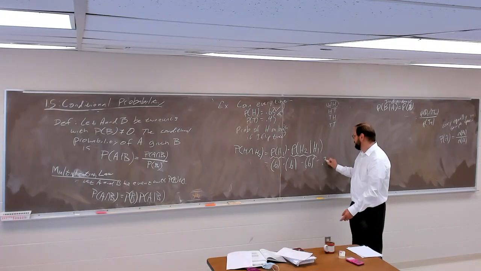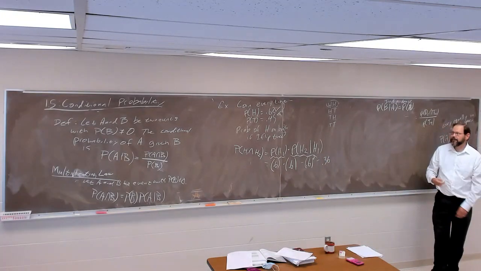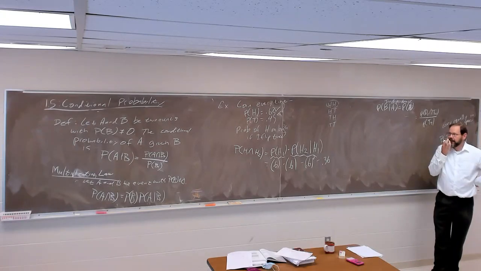Which would be 0.36. That would happen 36% of the time, as opposed to when that coin was fair, occurring a quarter of the time or 25% of the time.